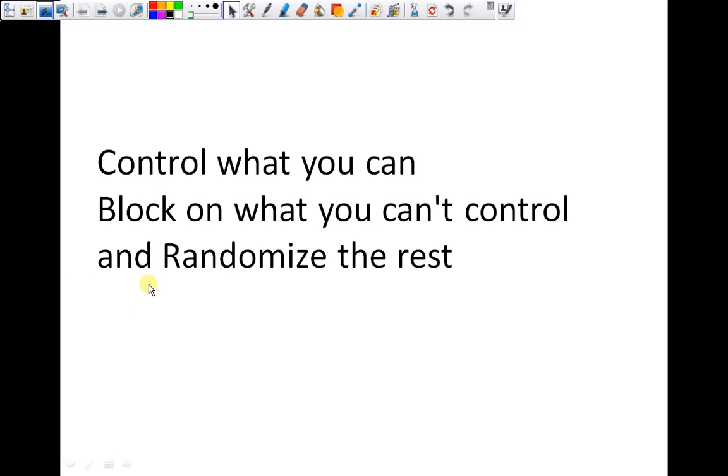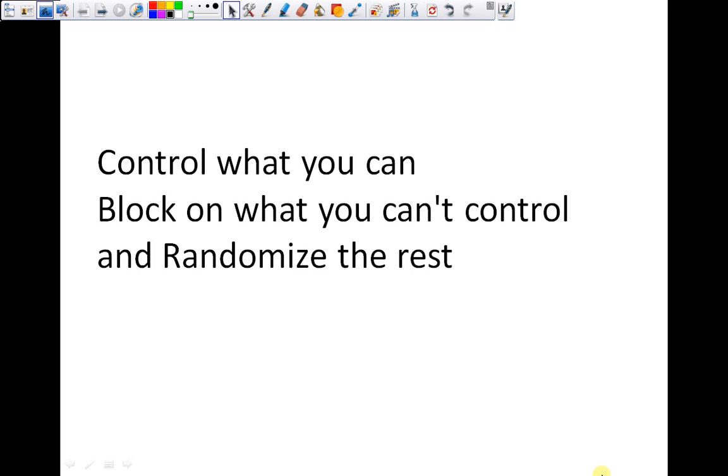Now, what the rest says is, randomize the rest. So what if there were other factors that might have an effect on blood pressure? Maybe on the day that we test their blood pressure, the amount of sleep that they got. Maybe the amount of sleep they have affects their blood pressure. Well, that's something we really can't control. We really can't block it either. We can't put a block on how many people are going to sleep well the night before they get tested.